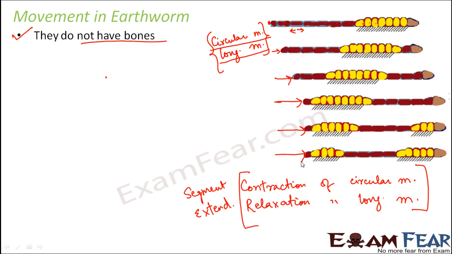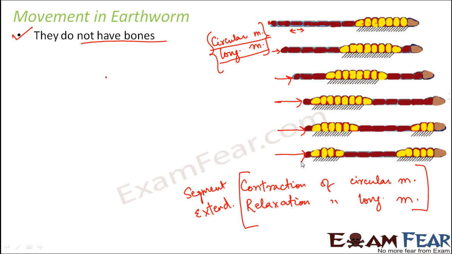Now, to give it a better grip to move on the soil, they have setae, that is the bristles present over their body. These bristles allow them to have a good hold on the soil. That is why if you take an earthworm out of the soil and put it on a very rough surface, you would not see it moving very comfortably. It will move very slowly, because its structure is designed in such a way that it can move very comfortably on the soil.